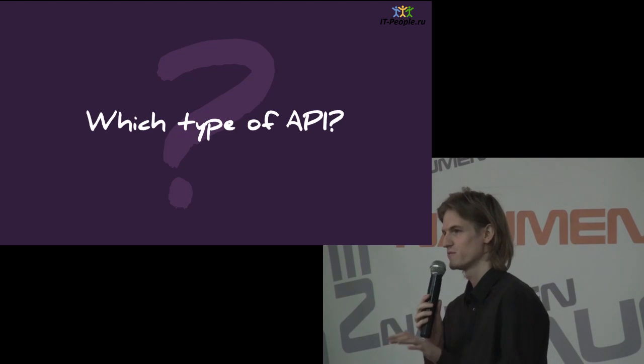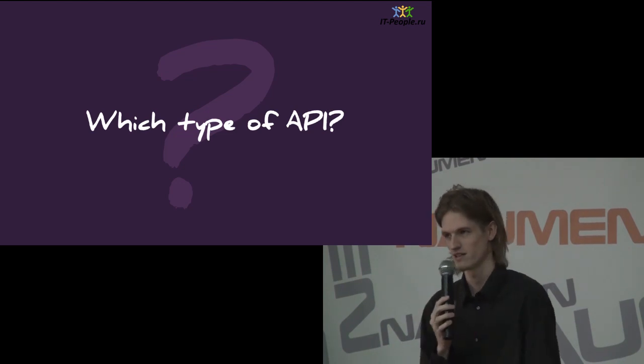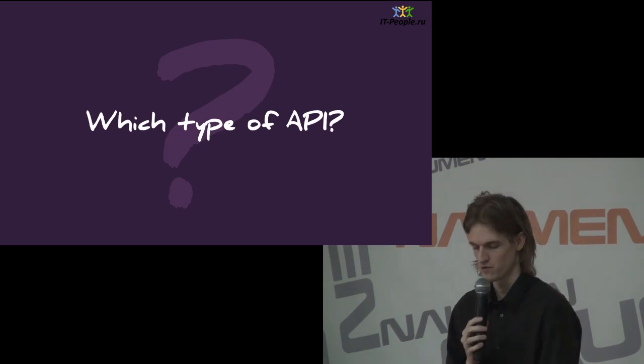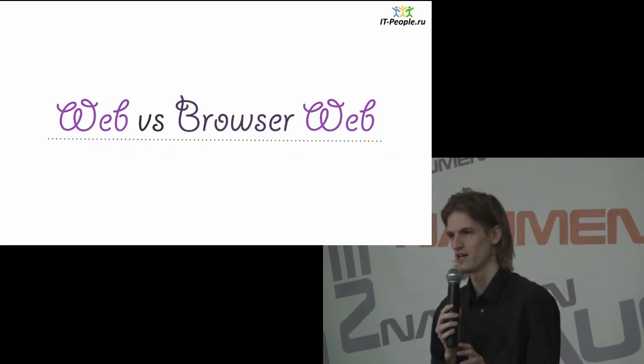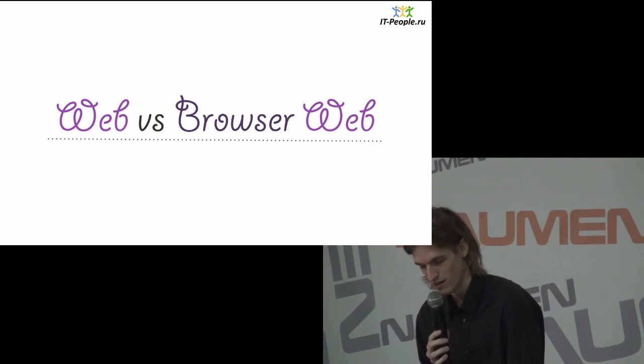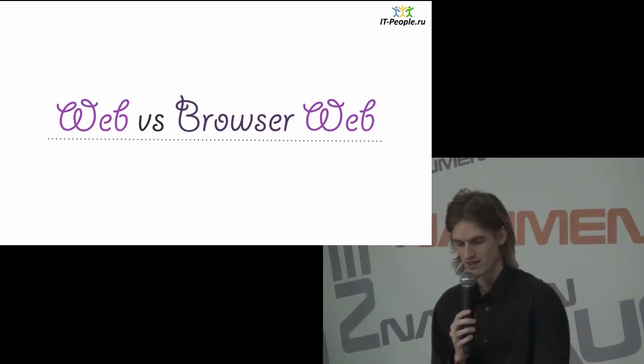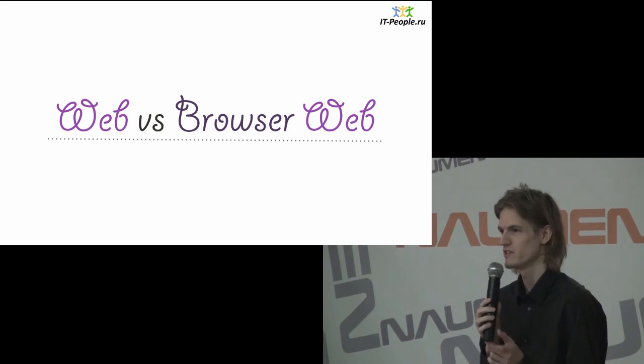So I think there are two types of APIs. First of all, this is web technology, there is no other stuff. So everything is HTTP or HTTP-like protocols. And I think there are two types of web APIs. One are web APIs, and the other one are browser web APIs. And the difference between those two is who is your client.